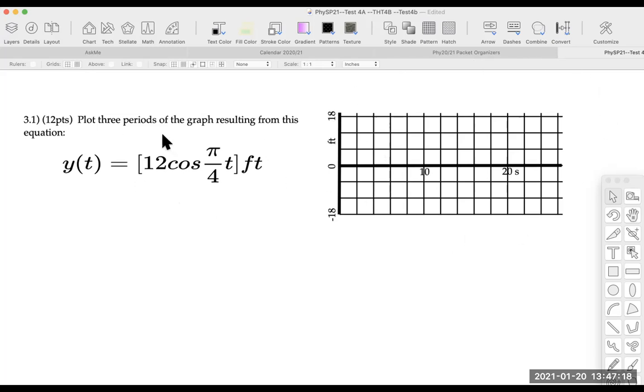This actually came from, just to show you how far behind we are, this was packet 3. We're here halfway through packet 4. We're just getting to it, but whatever. So plot this guy. I have a hard time plotting it.